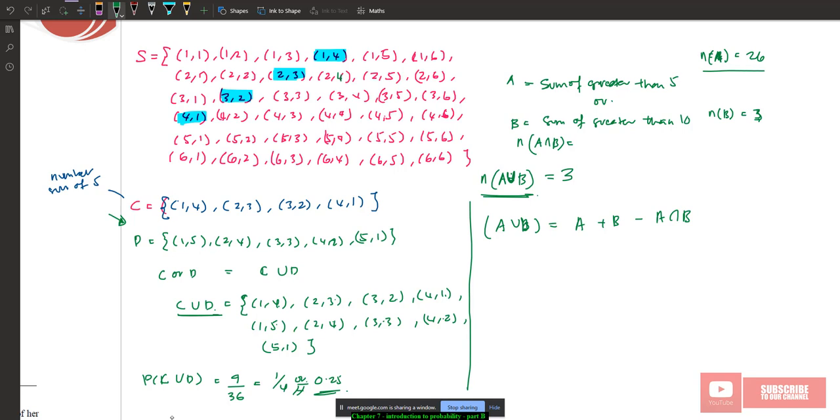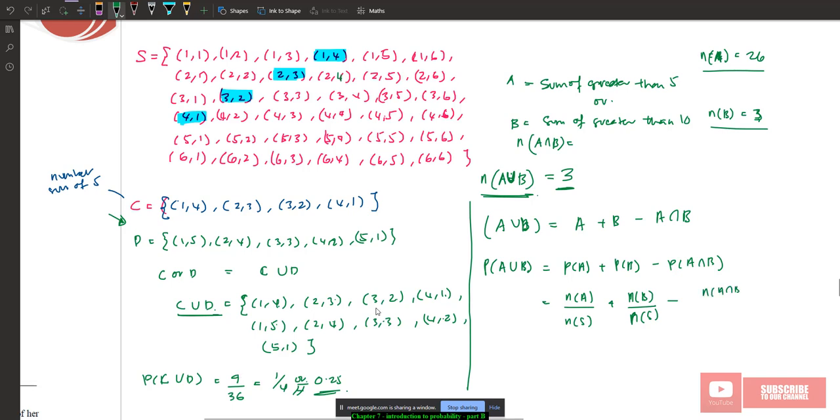So now we know that NA is 26, NB is also 3, and A intersect B is also 3. So if you want to find the probability of A union B, it should be the probability of A plus the probability of B minus the probability of A intersect B. So the probability of A is equal to NA divided by NS, plus NB divided by NS, minus N of A intersect B divided by NS. So this is the formula.